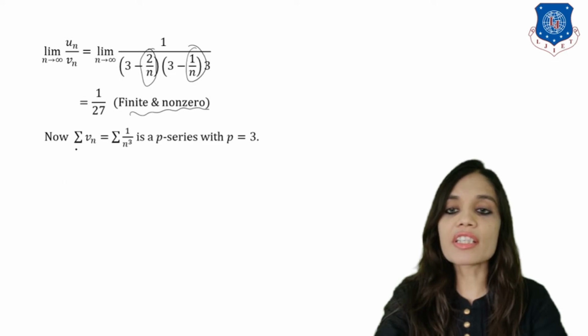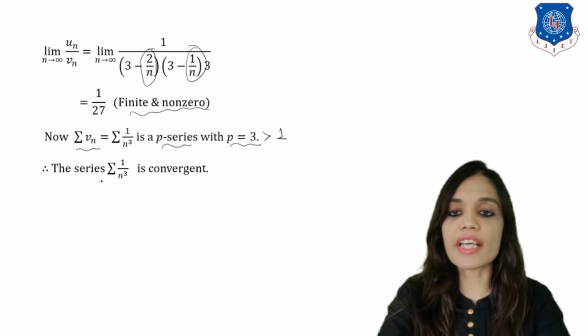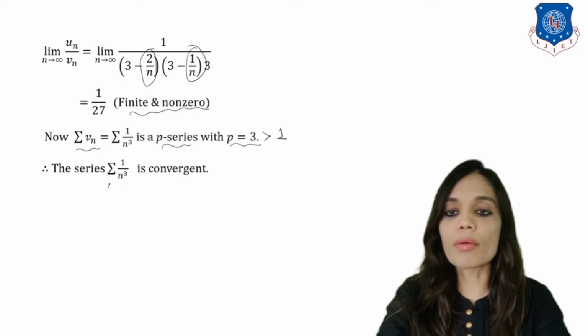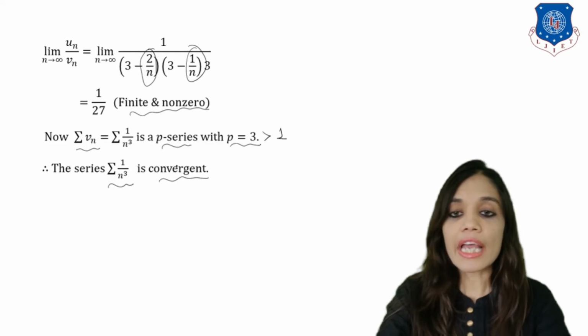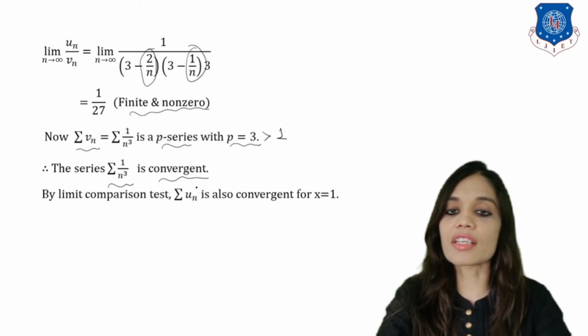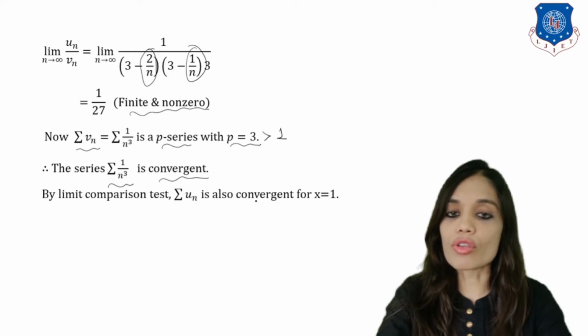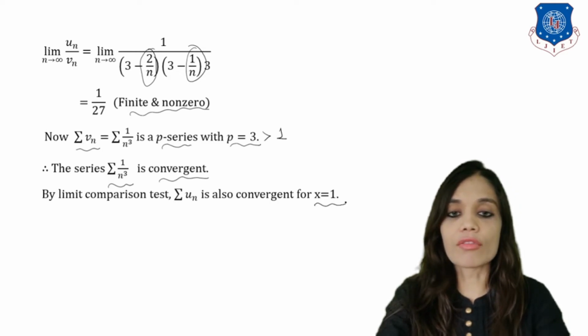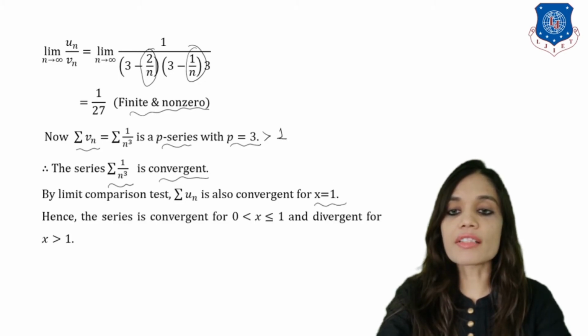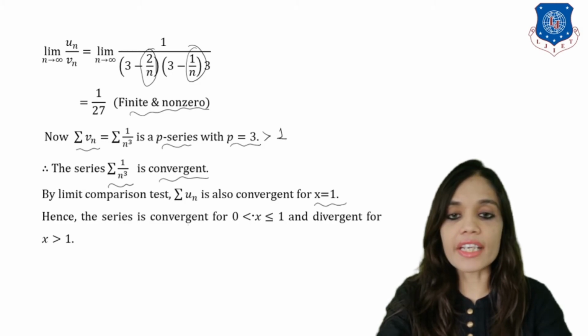So now we will write our series Vn, that is equal to the series 1 upon n cube, which is a p series with p equal to 3, which is greater than 1. Hence by p series test we can say that our series 1 upon n cube is convergent. Hence by limit comparison test we can say that our series un is also convergent for x equal to 1. So in all we can say that the series is convergent for 0 less than x less than or equal to 1 and divergent for x greater than 1.